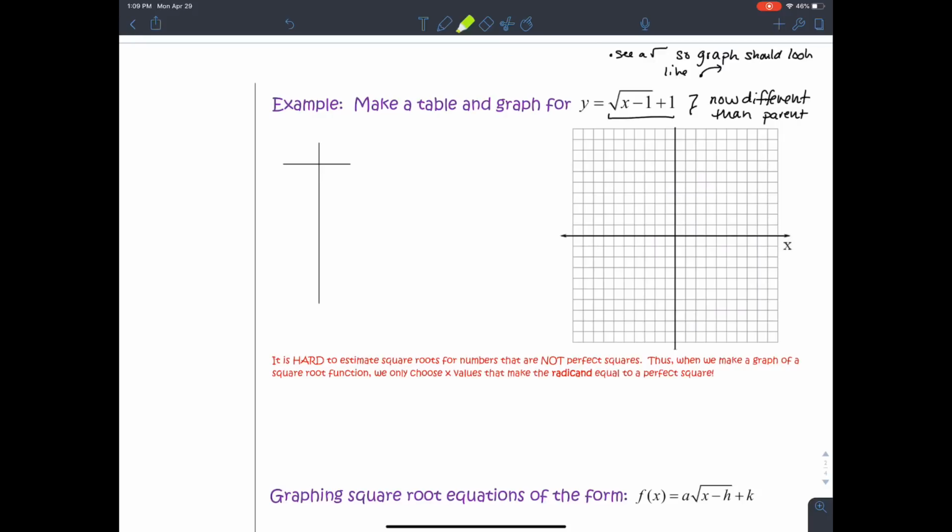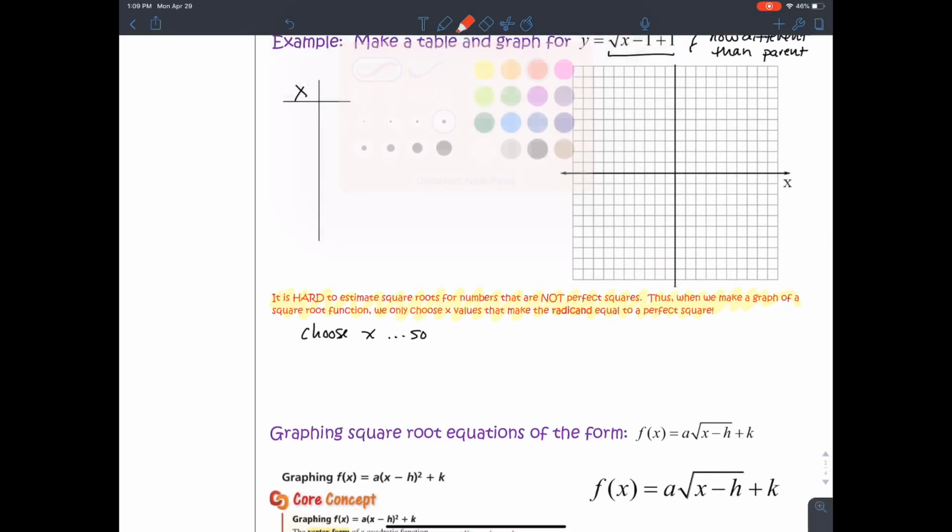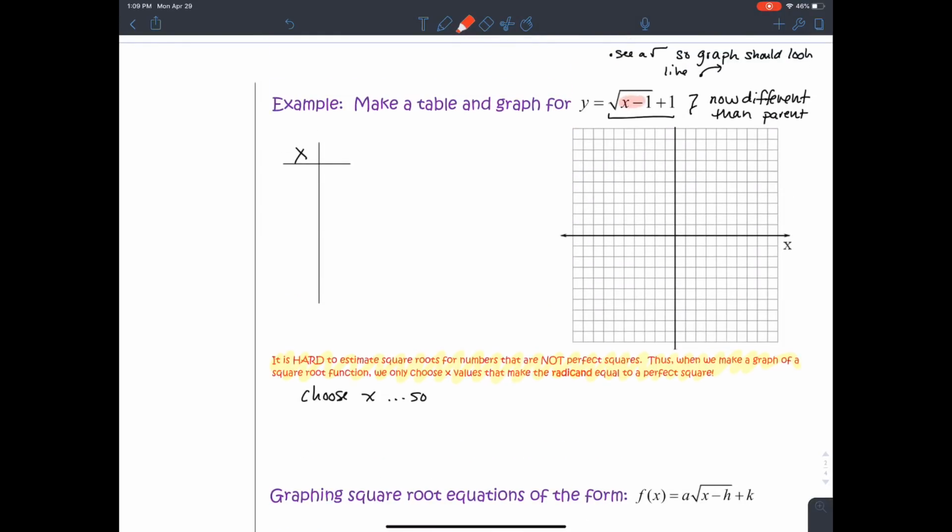Again, we're reminding ourselves that whenever we're trying to make a table, it's really hard to estimate square roots that we don't know, especially if we don't have a calculator. So when we're making the table, we want to choose x values that will make our radicand a perfect square. So we're choosing x's. Our radicand, the number under the square root, which for us is x minus 1, is the only thing under the square root. So we want that value of x minus 1 to equal a perfect square.